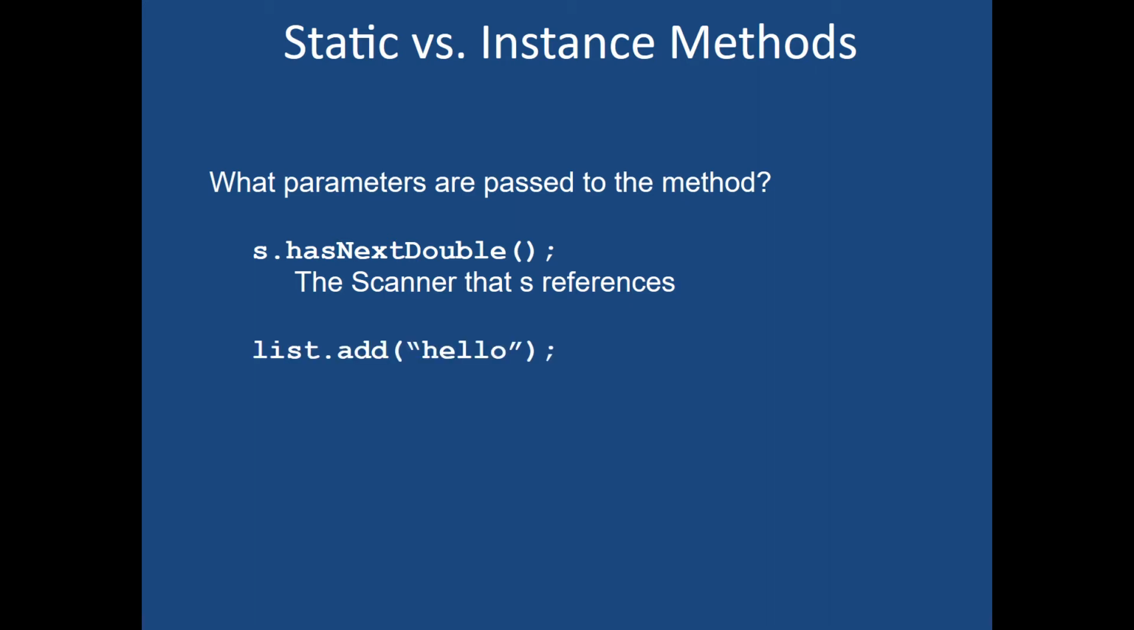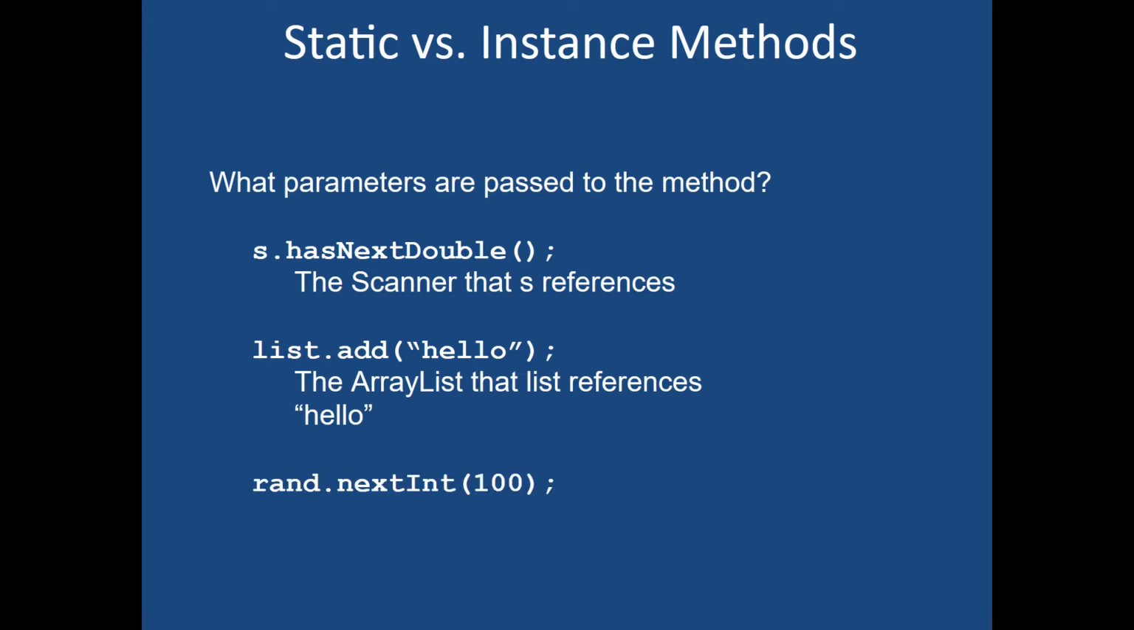What about here? What are the parameters to the add method? Yeah, the list and hello. If you're going to add a string to a list, you've got to say what string to add. That's the hello parameter, and you got to say what list to add it to. That's the implicit parameter in front of the method. What about here? Yeah, we got the rand object and 100.